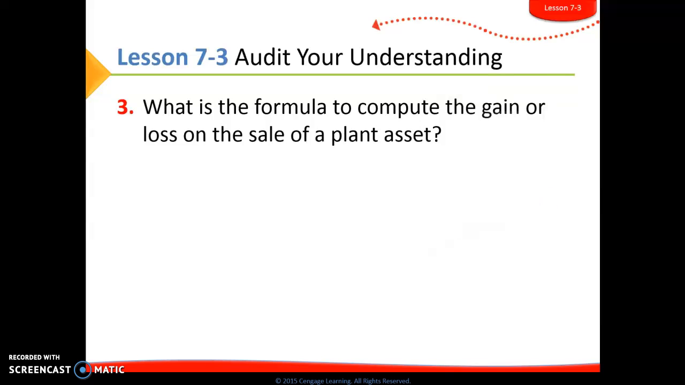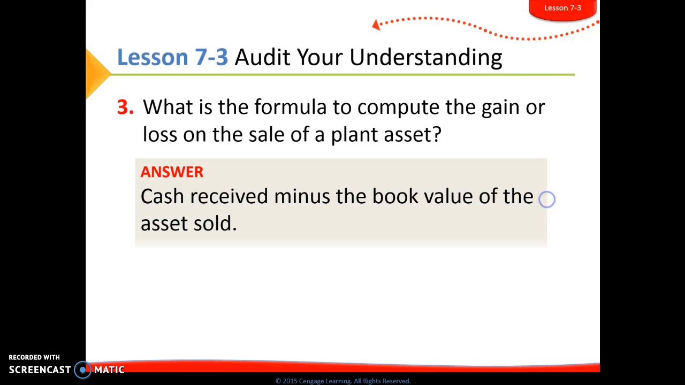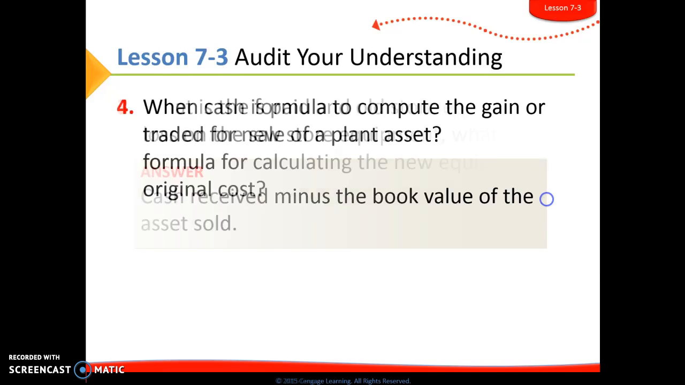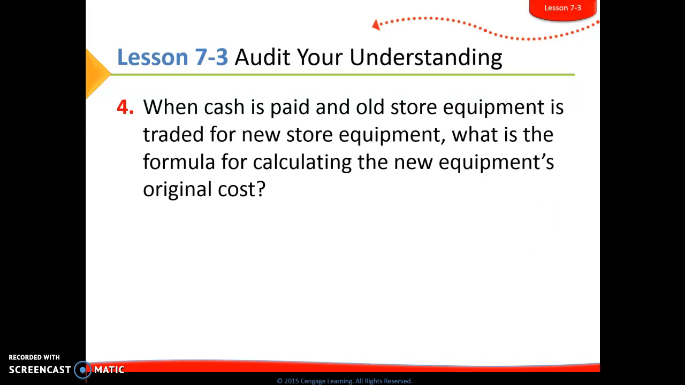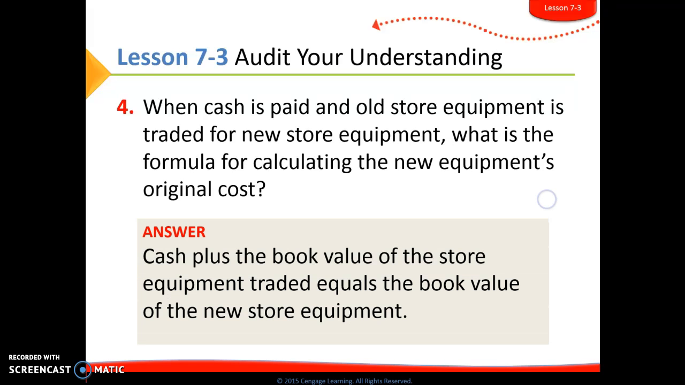Number 3, what is the formula to compute the gain or the loss on the sale of the plant asset? To do that, we would take the cash that we received minus the book value of the asset that was sold. And then last one, number 4, when cash is paid and old store equipment is traded for new store equipment, what is the formula for calculating the new equipment's original cost? We would take cash plus the book value of the store equipment traded, and that would equal the book value of the new store equipment.